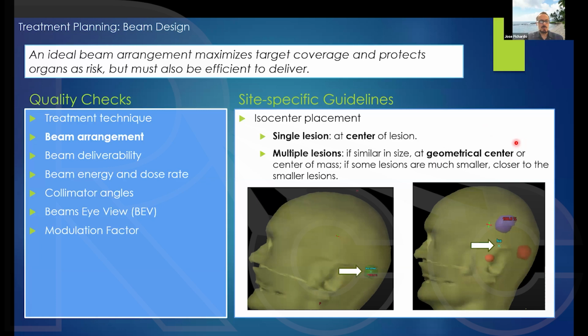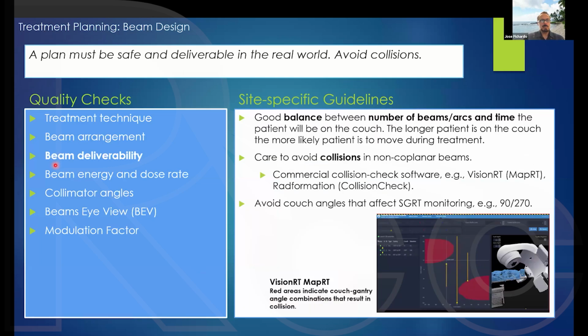In some cases at the center of mass. In some cases, like in this case where you have 2 large lesions and 1 small lesion, you probably want to place the isocenter closer to the smaller lesion. Why is that? Because the smaller lesion is going to suffer more if you have a residual rotation on the patient, right? You have a greater chance of partially covering it or missing it completely, right? It's harder to miss the larger lesions, right? So in those cases, you may want to place it a little closer to the smaller lesion instead of the geometrical center.